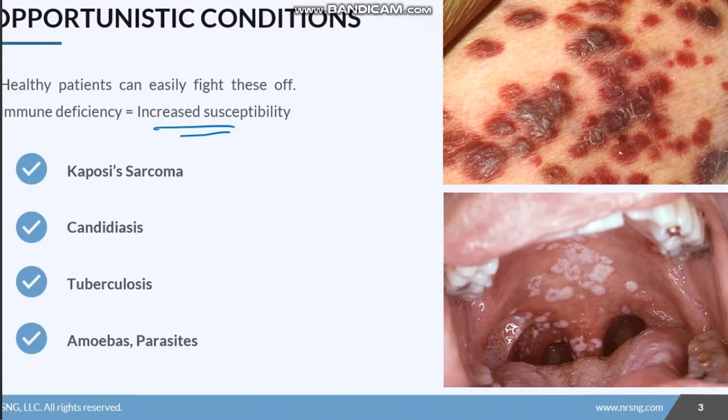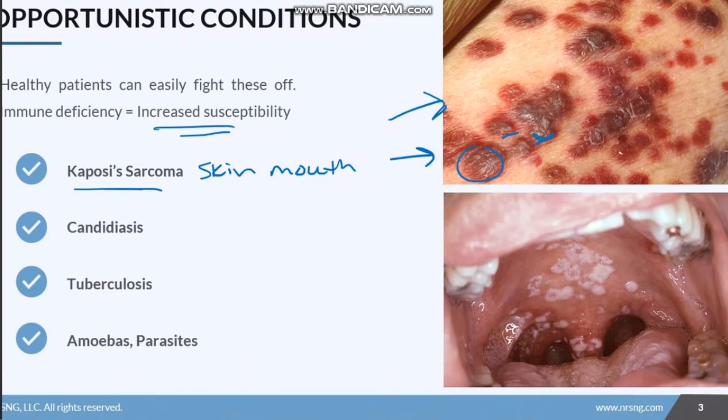Now, the first one that we see that's really specific to AIDS patients is what's called Kaposi's sarcoma. Kaposi's sarcoma is a cancer caused by the HPV virus and it's really a classic sign of end-stage AIDS. So you see these purple raised lesions. They could be on their skin. They could be even in and around their mouth. So these are Kaposi's sarcoma, Kaposi's lesions.